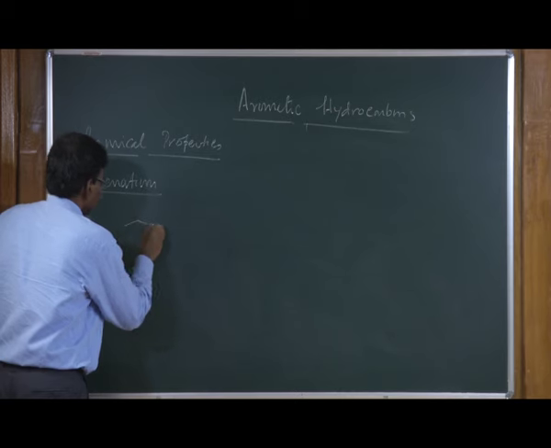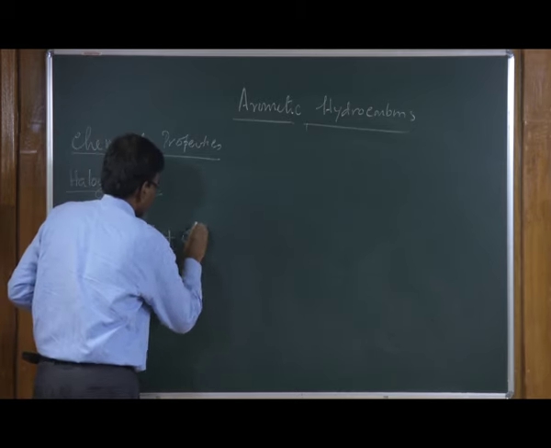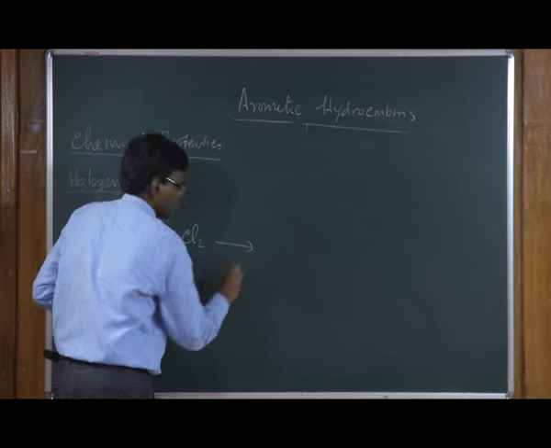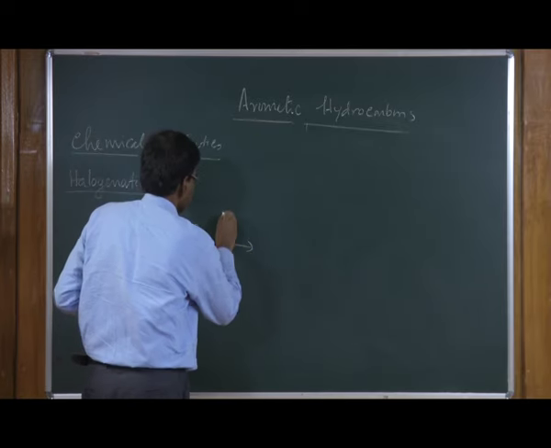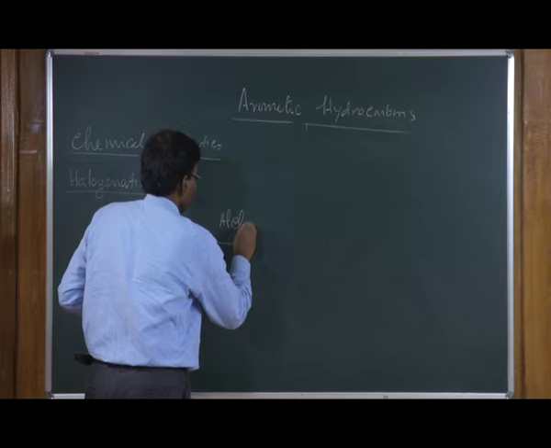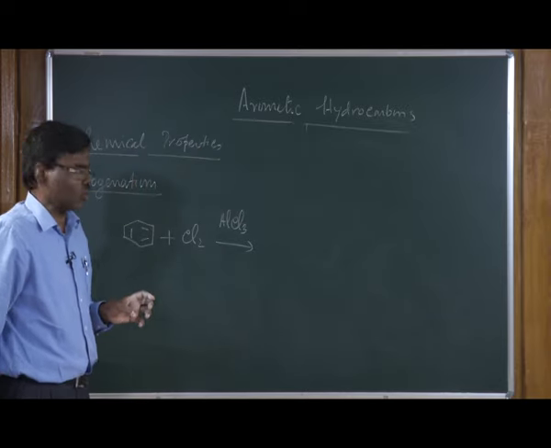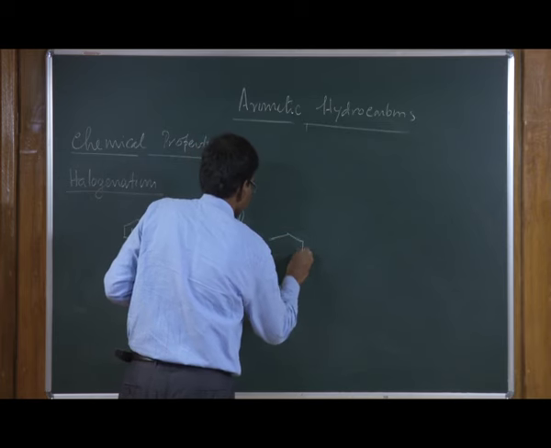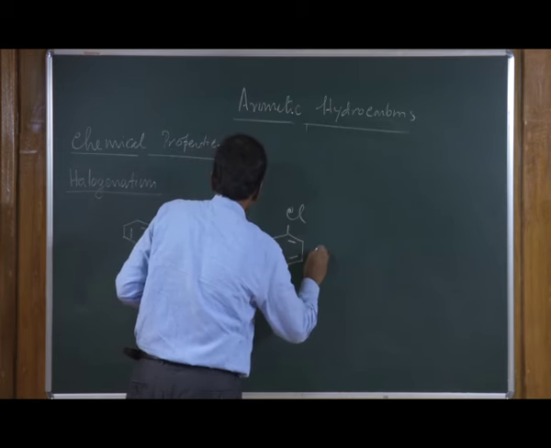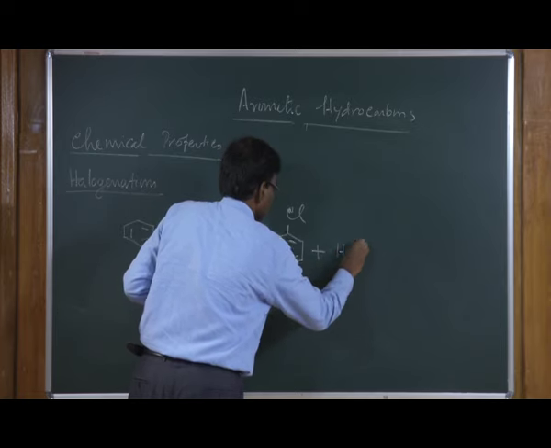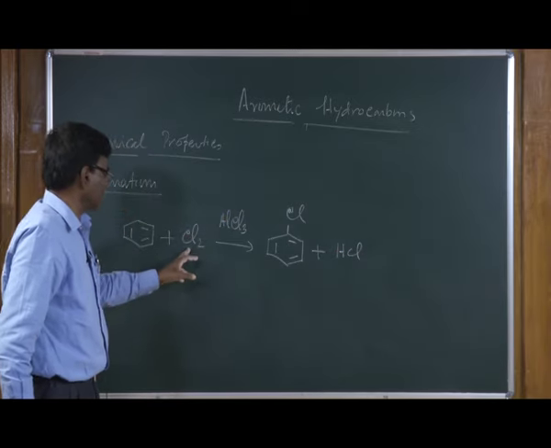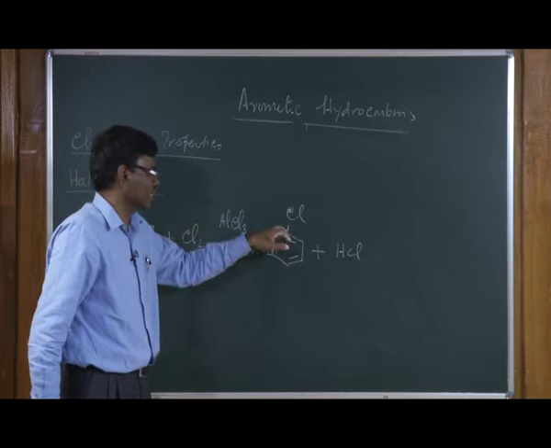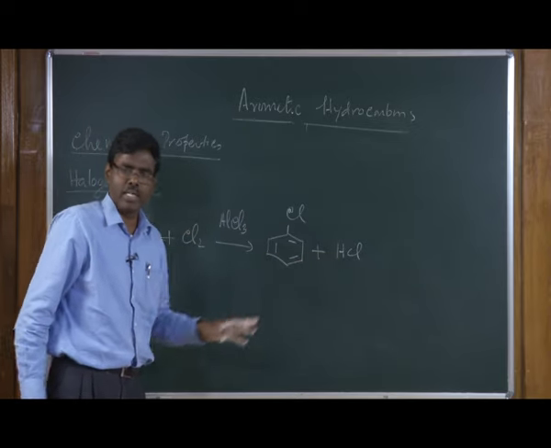So, benzene can be converted into, for example, chlorobenzene when we react it with Cl2 in the presence of a Lewis acid like anhydrous aluminum chloride or FeCl3. It can be converted into chlorobenzene and the byproduct will be HCl. Because Cl2 has two atoms, one of the chlorines goes here, another chlorine goes here, and you generate HCl.